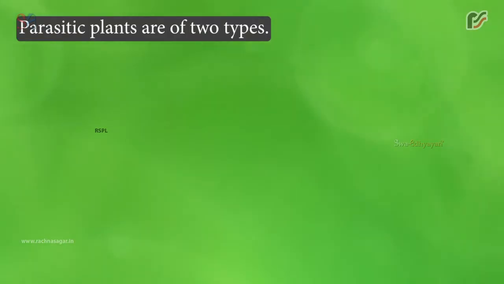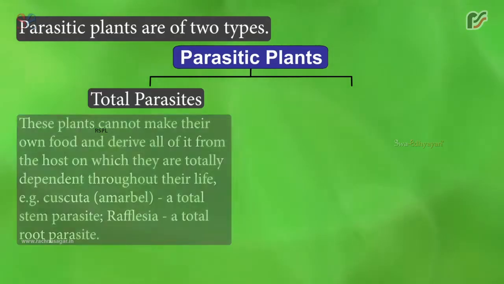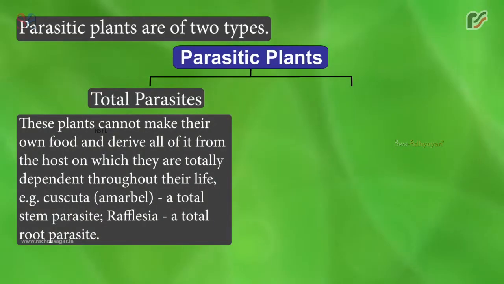Parasitic plants are of 2 types. Parasitic plants, total parasites. These plants cannot make their own food and derive all of it from the host on which they are totally dependent throughout their life.